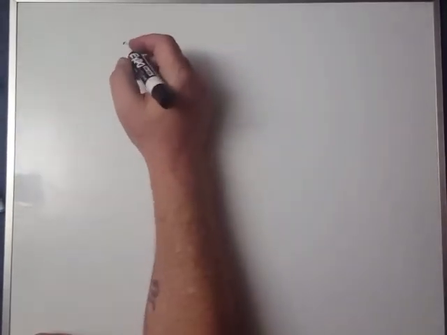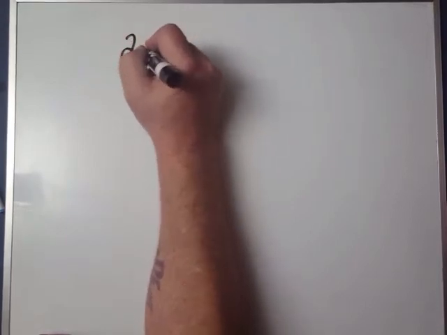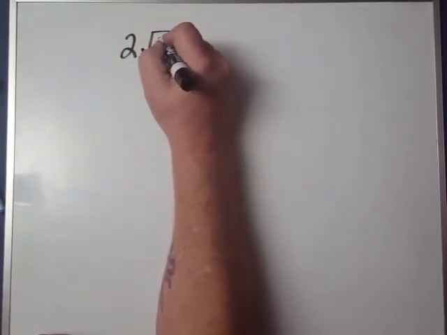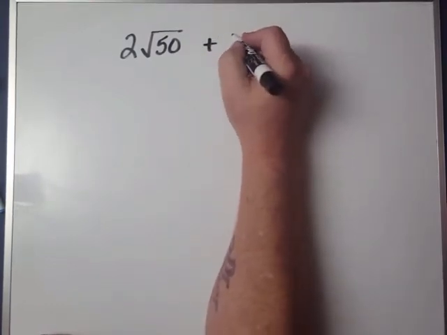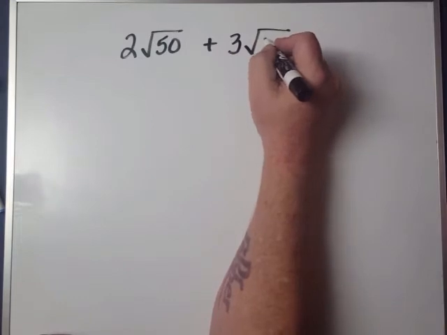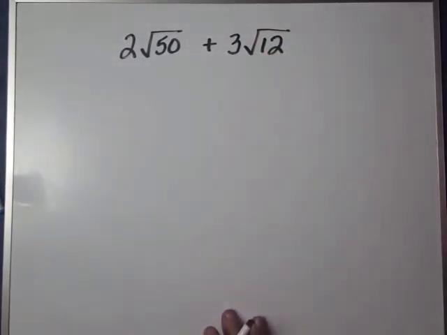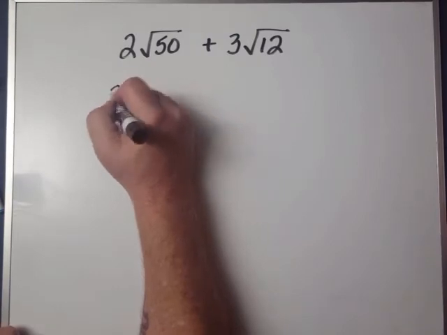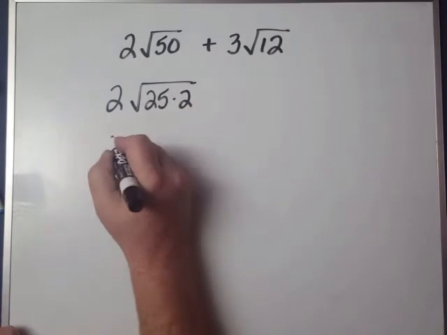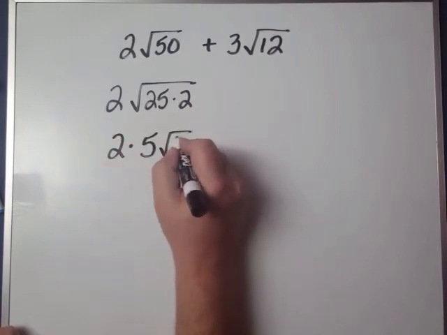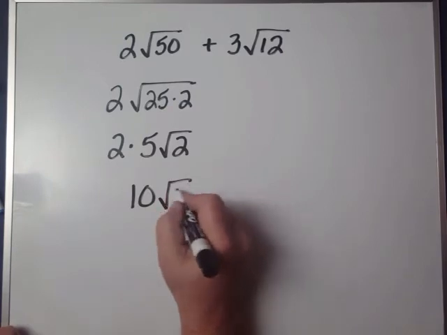Now I want you to be very careful. Let me just make one up for us. Let's think about this. 2 square roots of 50 plus 3 square roots of 12. Simplify. First we'll simplify each term. 50 contains a 25. It's 25 times 2. Square root of 25 is 5. So this first term is 10 square roots of 2.